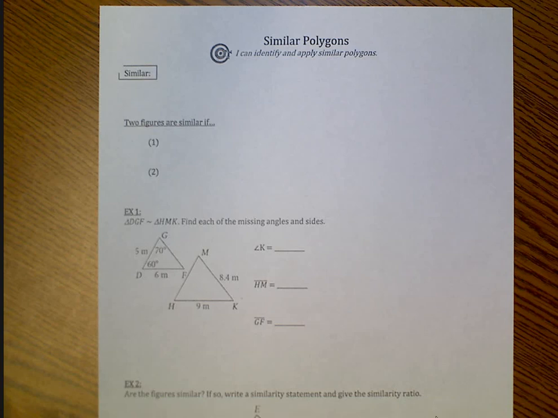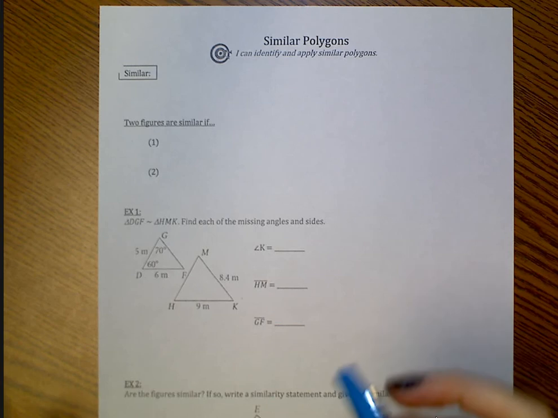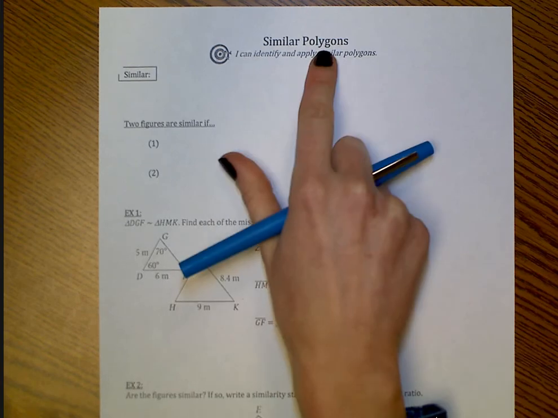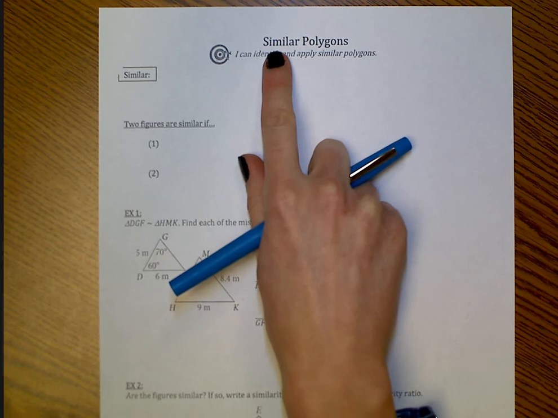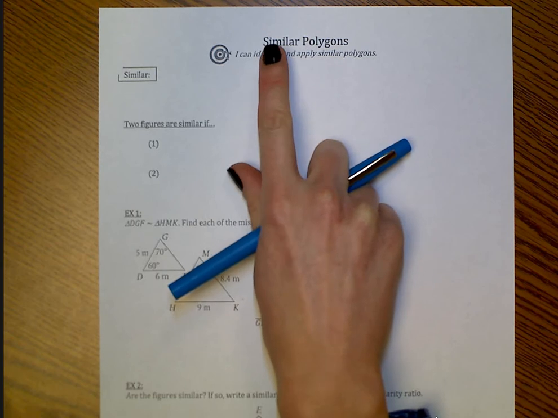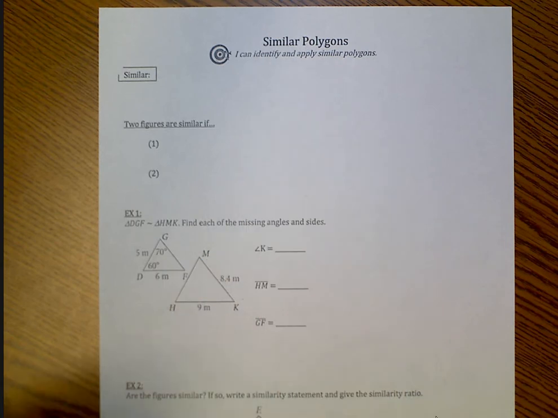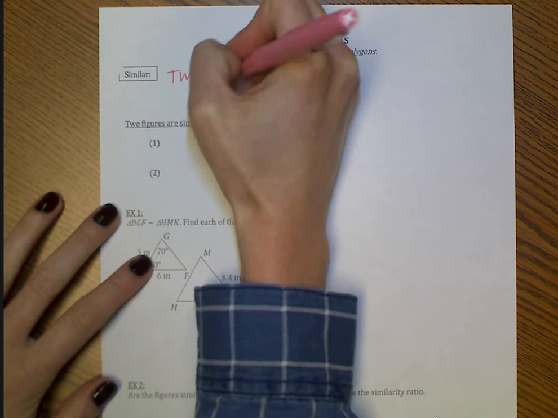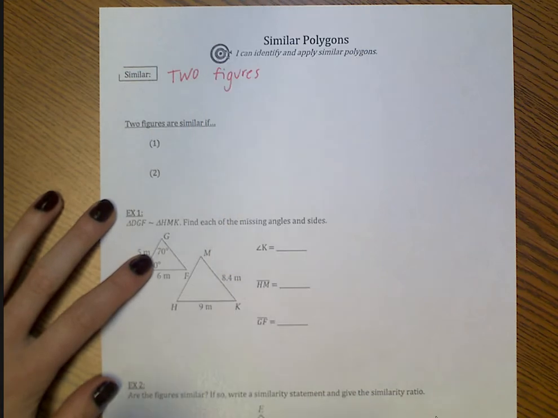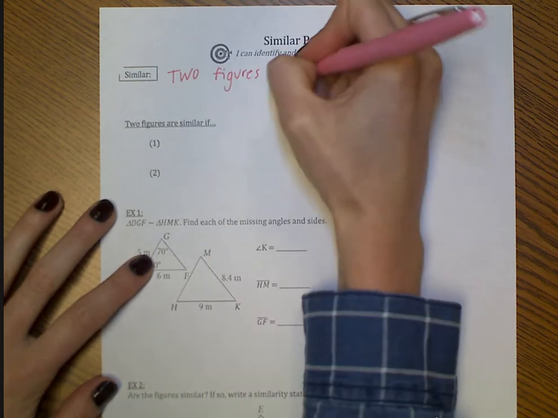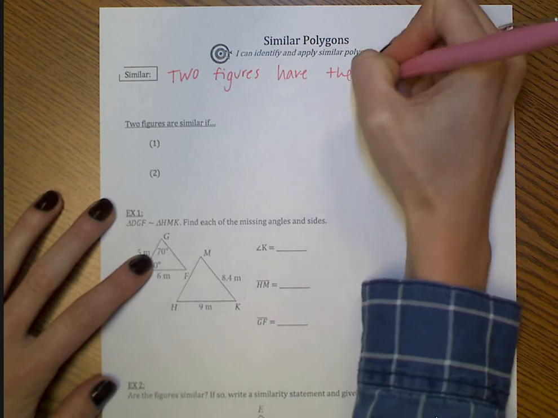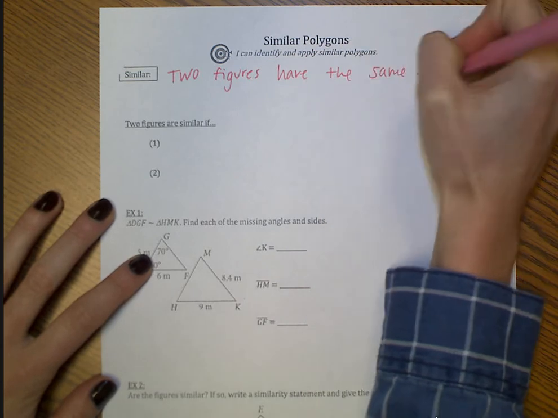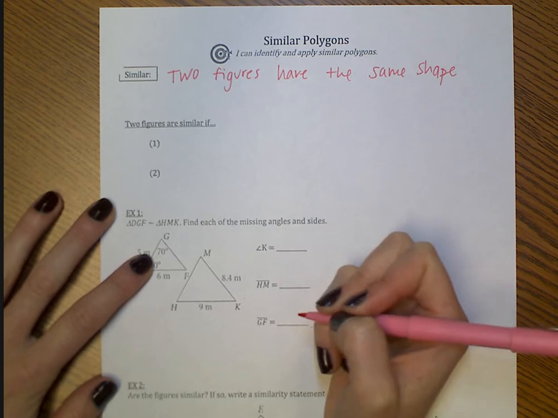We're moving past congruent figures this unit, and we're focusing on figures, polygons, different shapes that are similar, not exactly the same. Now, the first thing we need to know is, what does it mean if two shapes are similar? It means that the two figures have the same shape but not necessarily the same size.